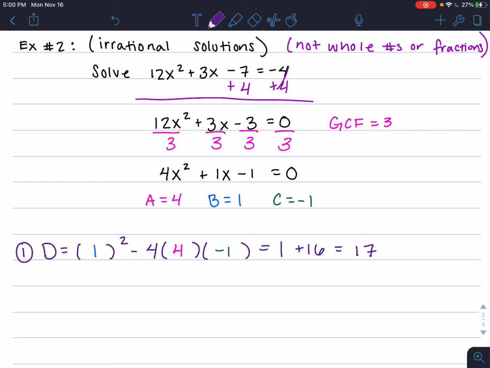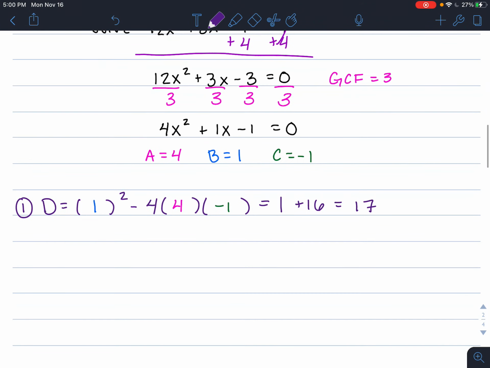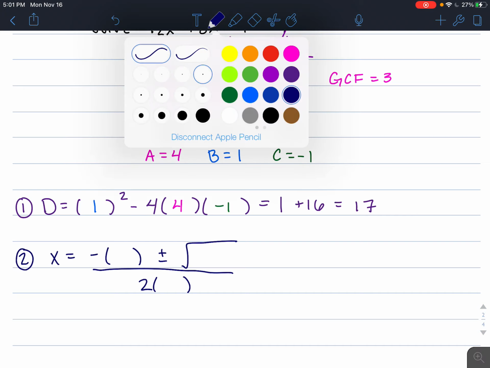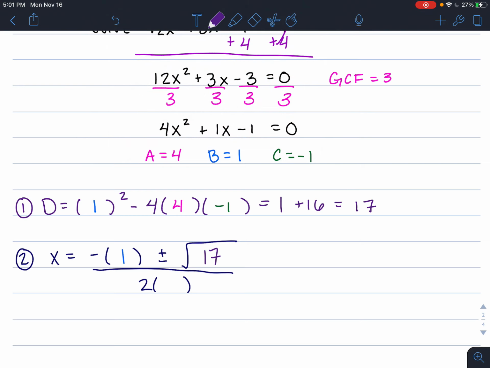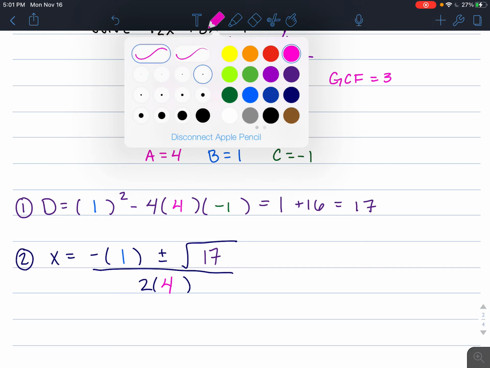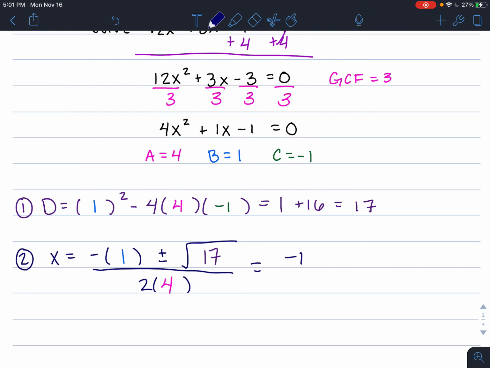17 is not a perfect square, so when your discriminant is not a perfect square, you know you're going to have irrational solutions because you can't take the square root of it. So then we're going to go to our quadratic formula. So x equals opposite of b plus or minus the square root of the discriminant all over 2 times a. So we get opposite of 1 plus or minus the square root of 17 all over 2 times 4. So that's going to be negative 1 plus or minus the square root of 17 all over 8. And that's going to be our final answer.